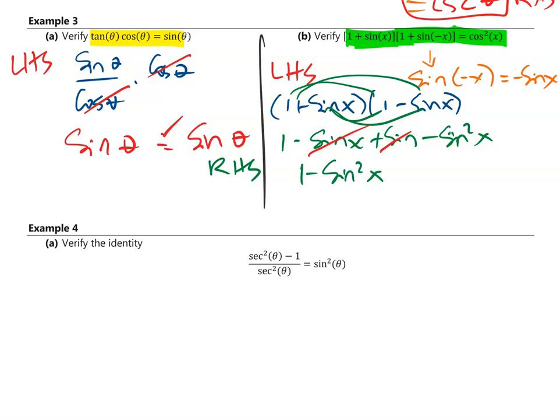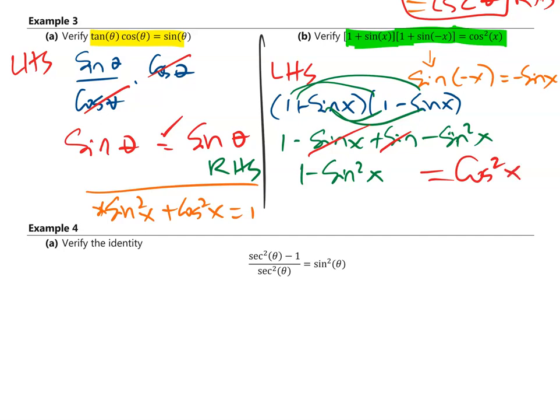And by using the Pythagorean theorem, sine squared x plus cosine squared x is equal to 1. So from this theorem, if we subtract sine squared x from both sides, 1 minus sine squared x is going to be equal to cosine squared x, which is the right hand side. Okay, so we did verify that 1 plus sine x times 1 plus sine of negative x is equal to cosine squared x.